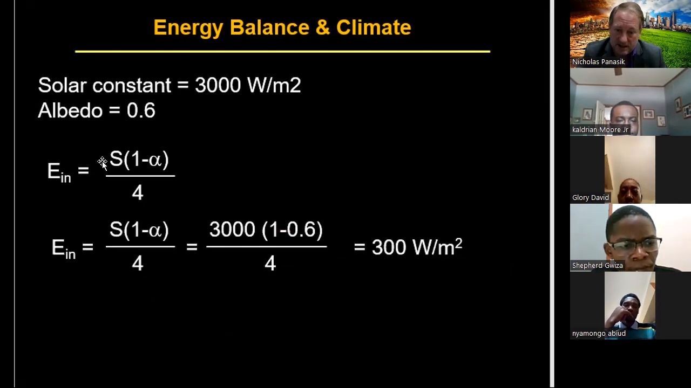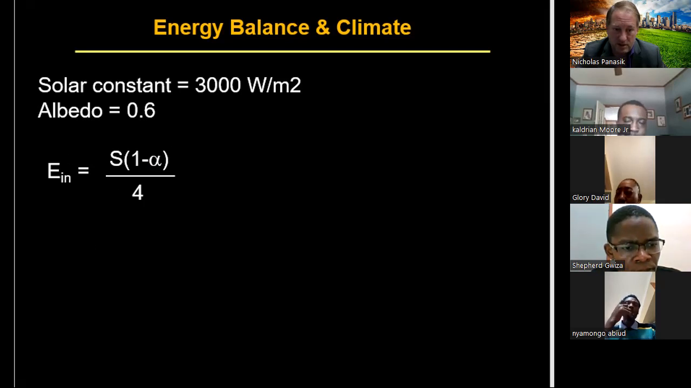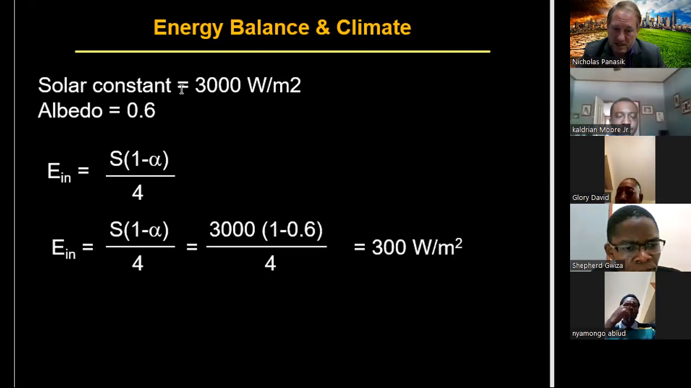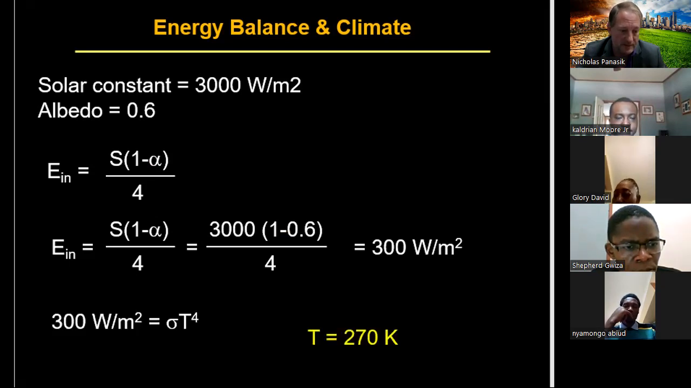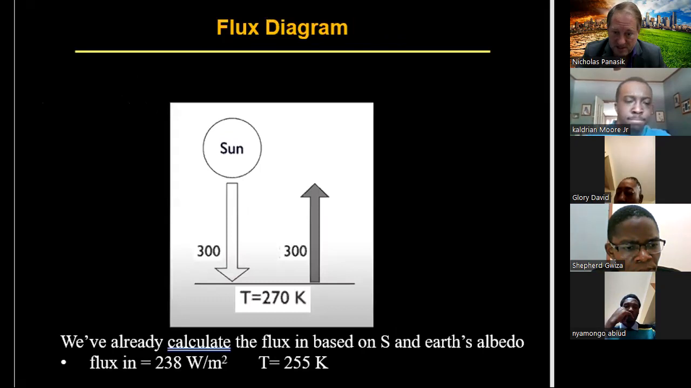Hopefully that makes sense how we're doing this. We're using our favorite little equation here, and then we're just plugging in these values. Okay. And that gives us the 300 watts per meter squared. Now, we can draw a flux diagram for that. We got 300 coming in, we got 300 going out. That keeps us at 270 K. Sorry, I have the wrong number there.